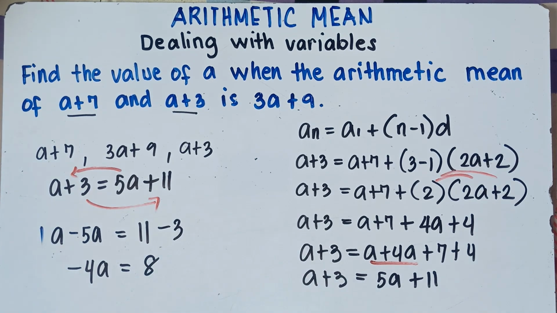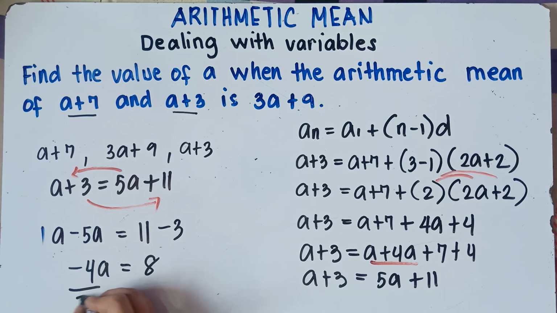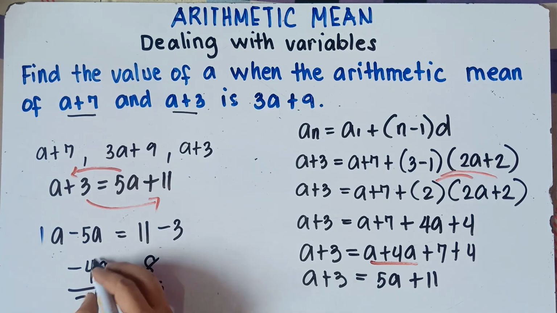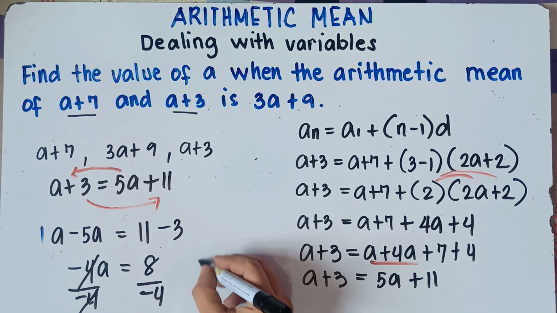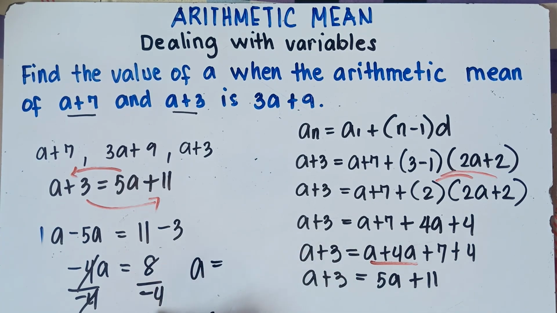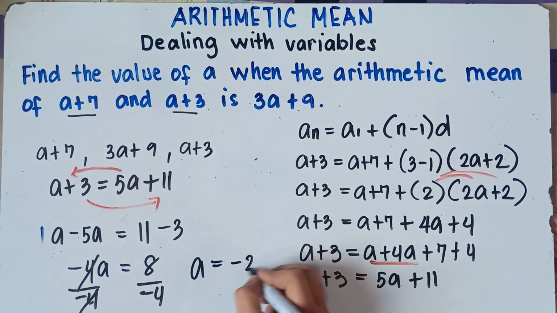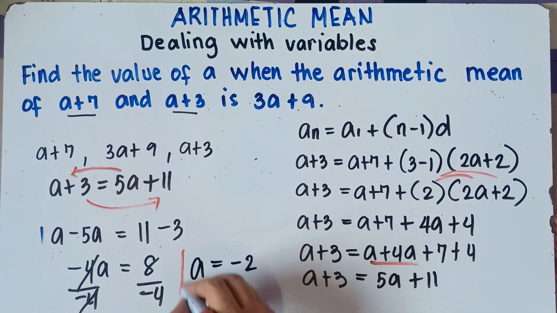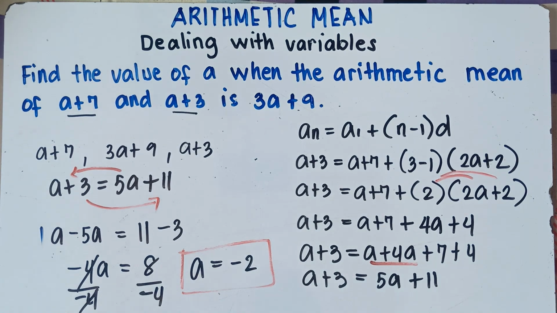And to get the value of A, you divide both sides by negative 4. Cancel this out. So A equals 8 divided by negative 4. That's negative 2. And then you will have the same answer, class. That's it, class. All set for this given example.